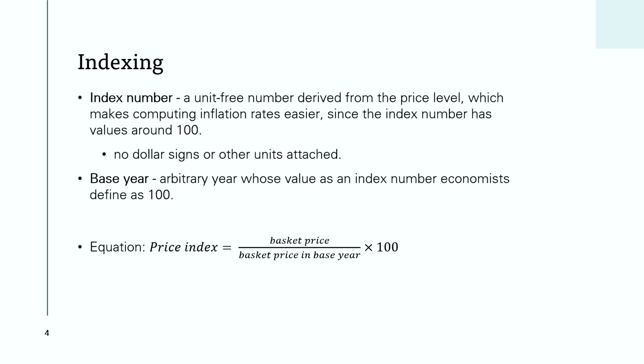To make these numbers easier to compare, economists use index numbers. An index number is a uniform value that usually centers around 100. We don't use dollar signs here. We pick a base year and set its value to 100. The formula is to divide the basket price by the base basket price in the base year and then multiply by 100.